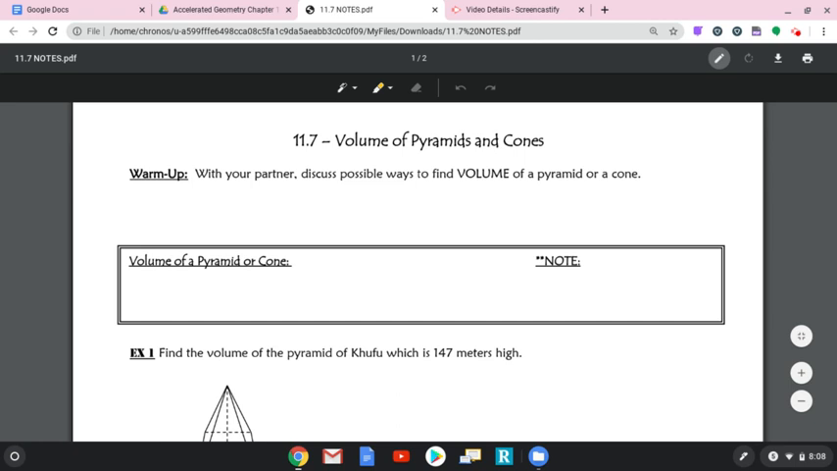Now the key there would be the same base and the same height. So in order for 3 cones to fill a cylinder, it has to have the same base and the same height as that cylinder. In order for 3 pyramids to fill a prism, the pyramid has to have the same height and the same base as the prism. Now that helps us understand something.